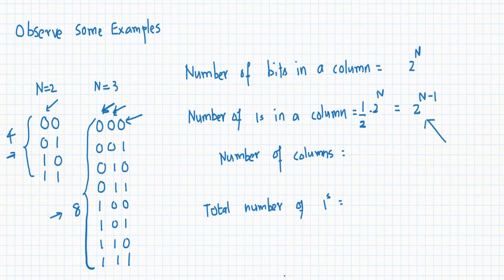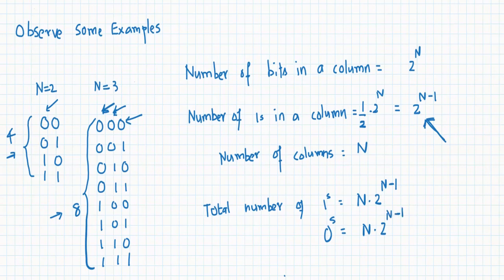And note that this 2 power n minus 1 that we have written down here is just the number of ones in one column. But there are n such columns. So the total number of ones that is used to write all the sequences would be n dot 2 power n minus 1. And using a similar argument, we can show that the number of zeros would also be n dot 2 power n minus 1.